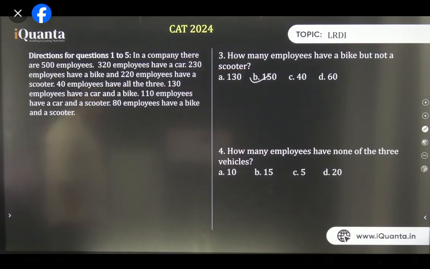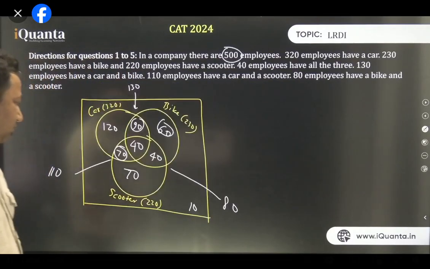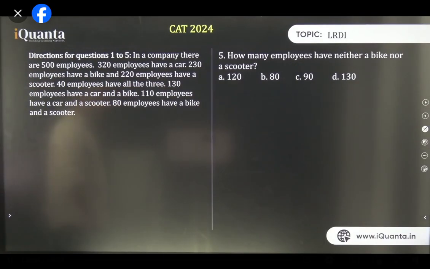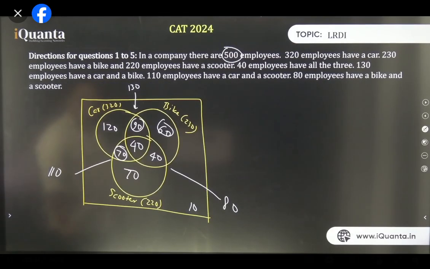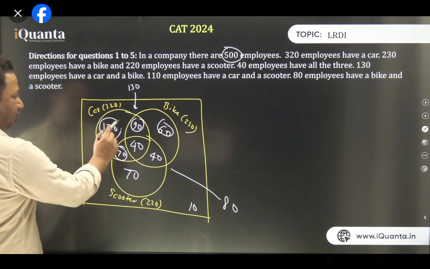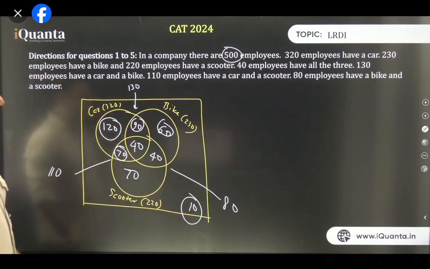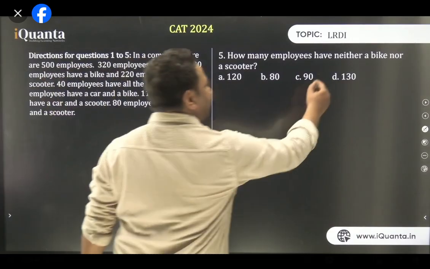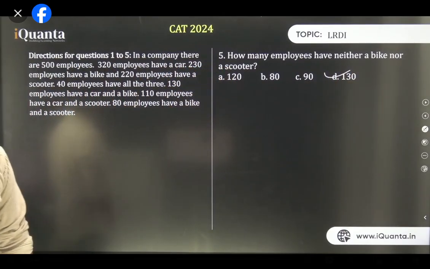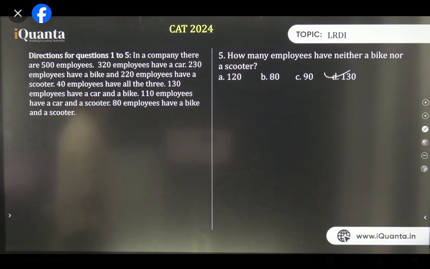How many employees have none of the three vehicles? That is 10. Cool. How many employees have neither a bike nor a scooter? ना bike है ना scooter है. Car है 120, कुछ भी नहीं है 10. So answer is 130. All right, option D. Kunal, when we added all of it, the sum was 490, but overall employees were 500, so remaining 10 employees had nothing. That's how we calculated the remaining ones.